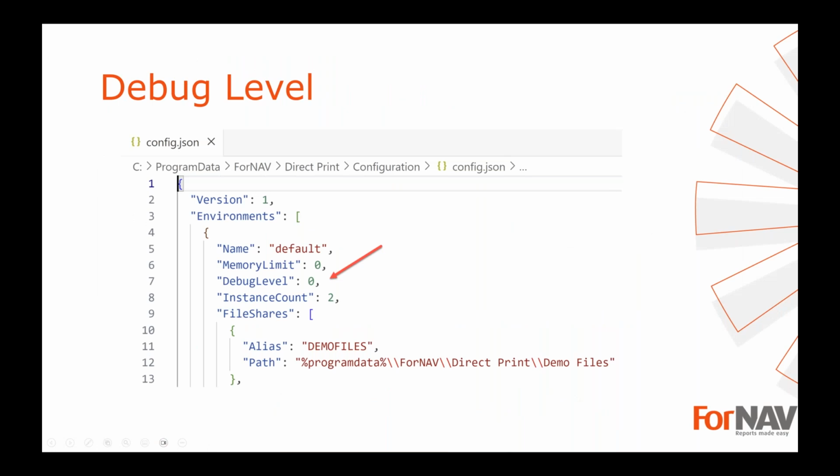The last thing I'm going to talk about is we added something in the configuration file for direct print called debug level, and this is used to go deeper into what happens in the communication between the file service, print service and Business Central. So if we have a tough support case, then we can add the debug level and get more information about what's going on.